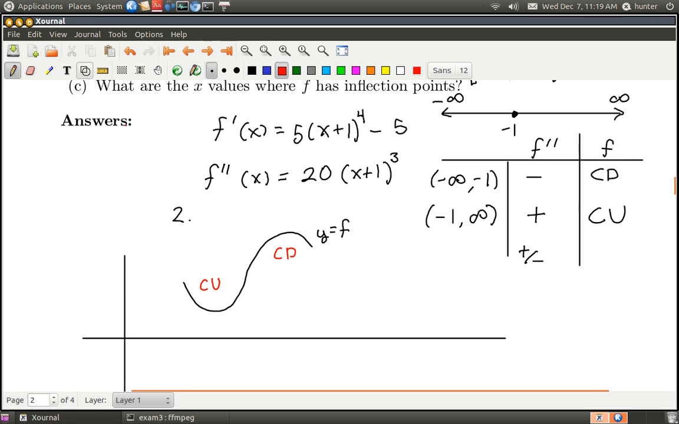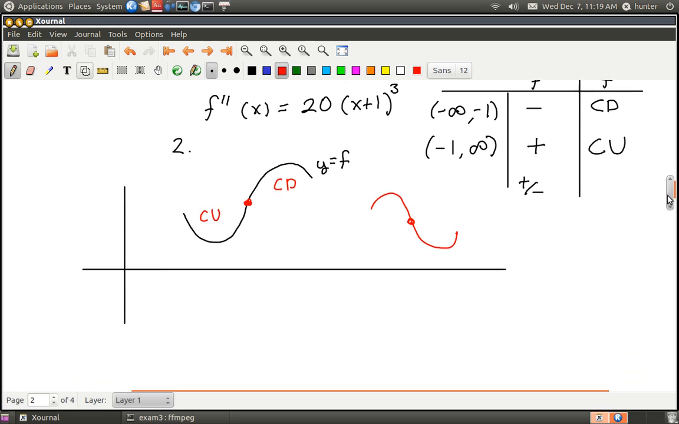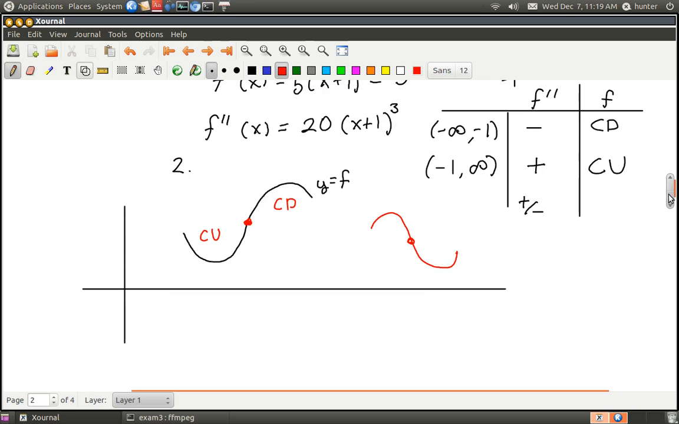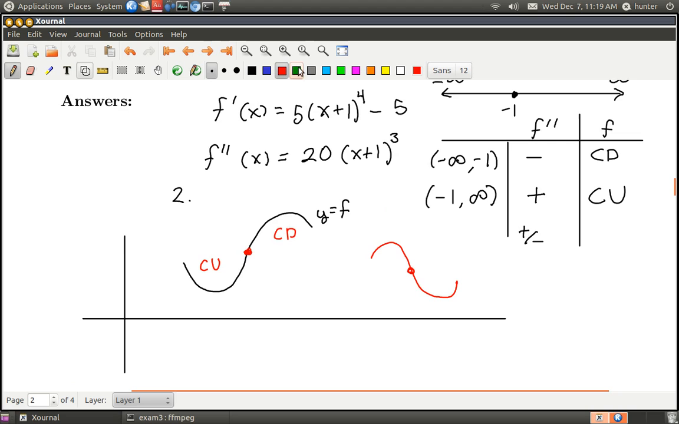And this part C is asking about an inflection point. So what is an inflection point? An inflection point is a point at which f changes from concave up to concave down, or vice versa. If it changes from concave down to concave up like this, that would also be an inflection point. So how do you detect those things? Inflection points are points where the second derivative changes sign. So maybe I should write that down.